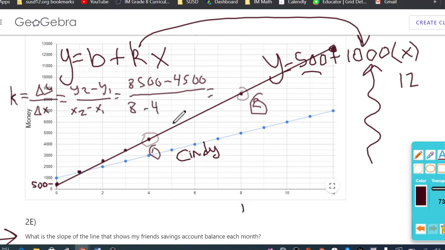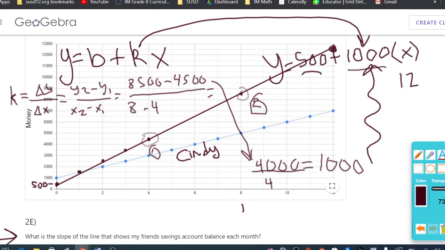Okay, do the math. I'm just going to put that down here to make a little space. 8,500 minus 4,500 is 4,000. Divided by 8 minus 4, that's 4. So the slope of the line is 1,000. Well, yes, you can see that just by looking at the equation we got.